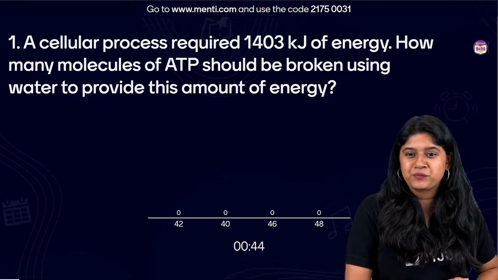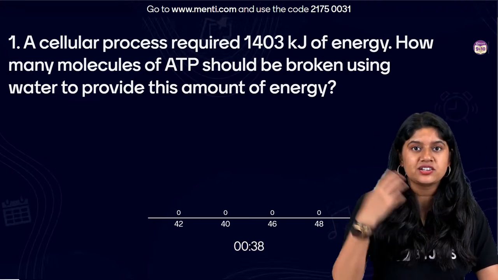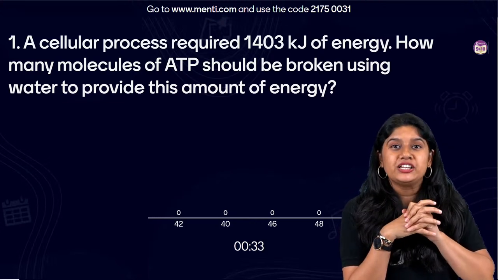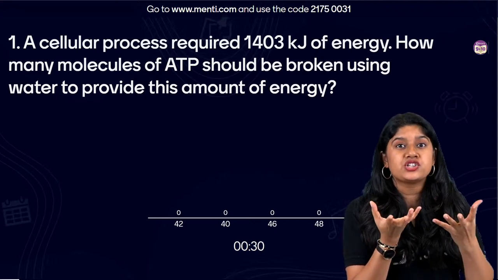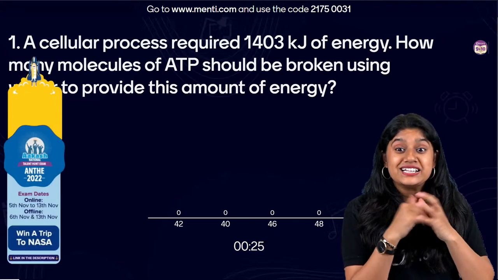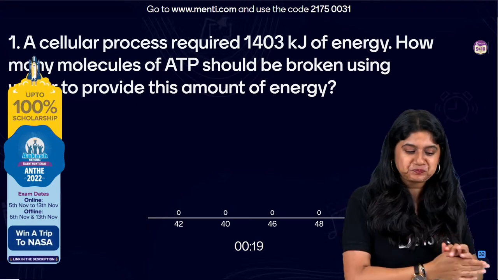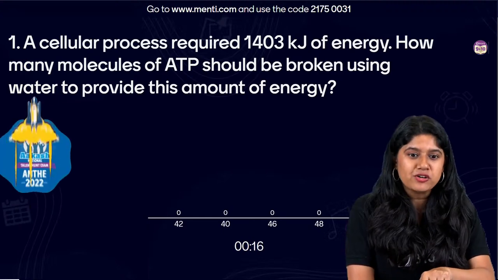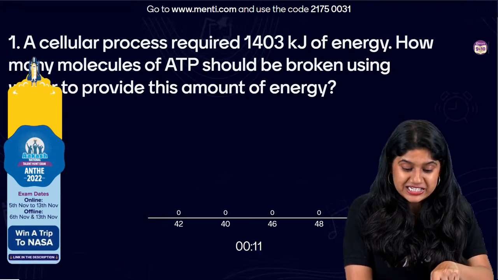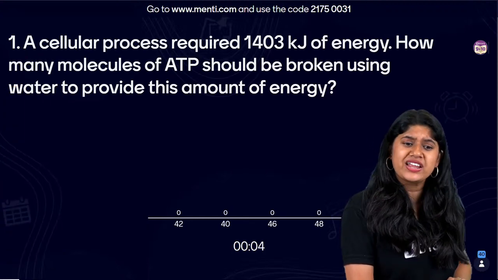It's a very interesting question. In your class 10 science textbook, in the chapter Life Processes, in an orange colored box, they have mentioned the value of 1 ATP, the energy we get if there's a breakdown of 1 ATP molecule. Just giving you a hint over here. We have the amount of energy. How many molecules of ATP should be broken using water to provide this amount of energy? It's a very simple division.